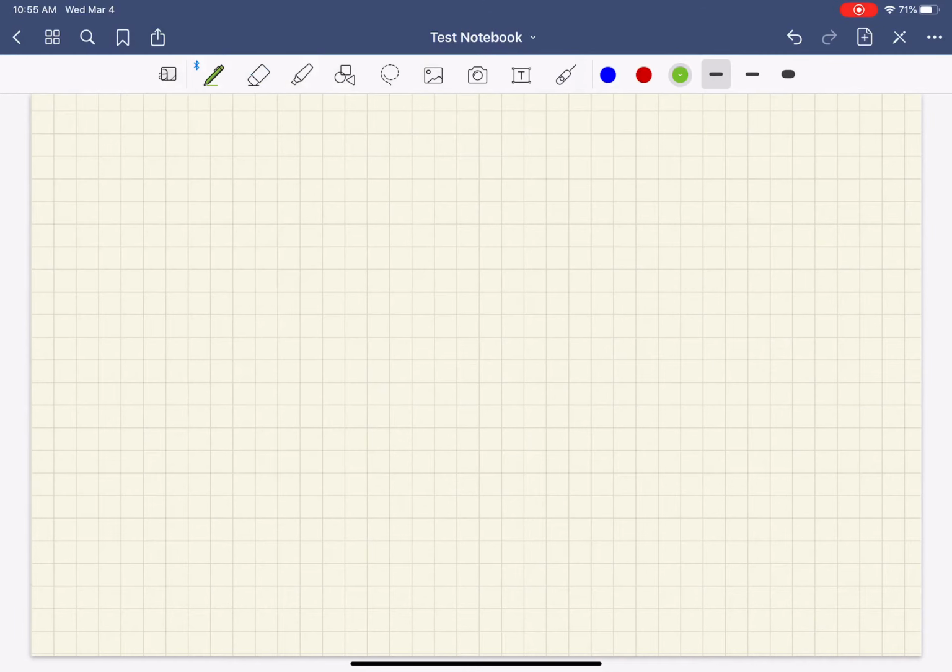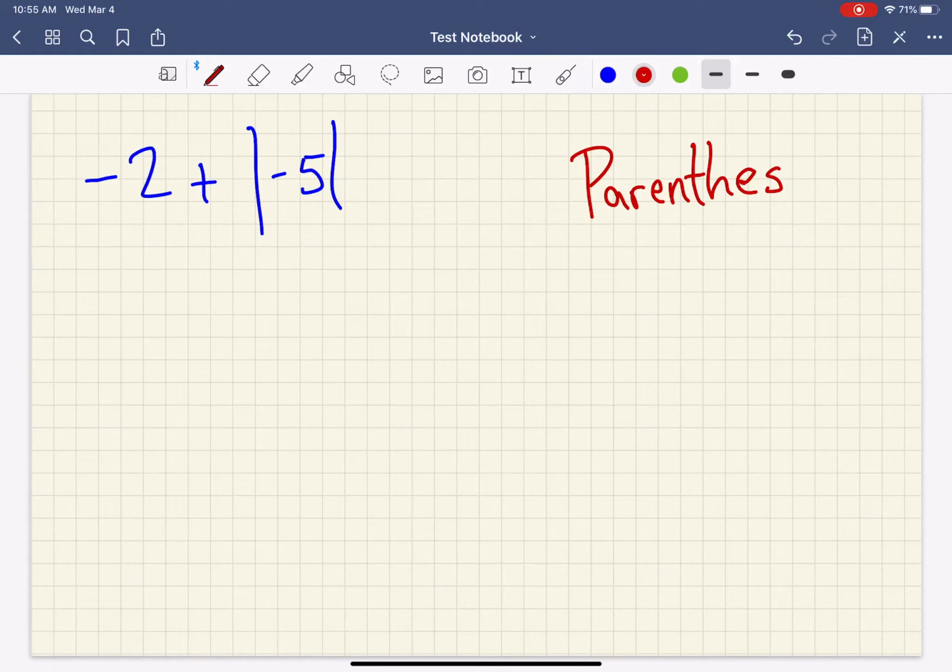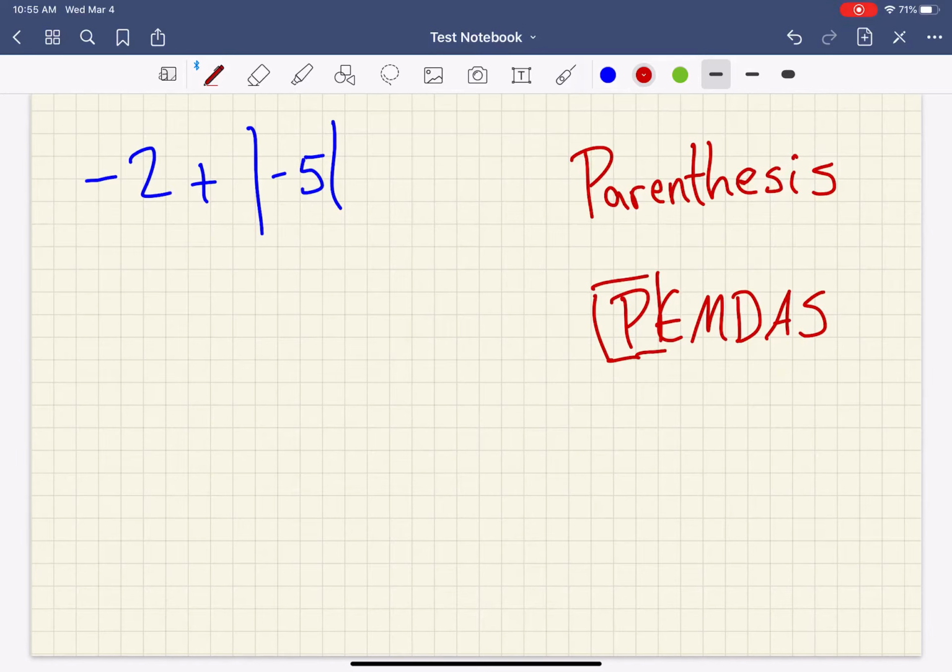So, for example, if you were to see something like negative 2 plus the absolute value of negative 5. Okay, if you remember, in order of operations, we do parentheses first. So if you've ever seen the acronym PEMDAS, which tells you what steps to do in a mathematical problem first, the P actually comes first, and that stands for parentheses. And absolute value does count as a form of parentheses, so we're going to do the absolute value first.